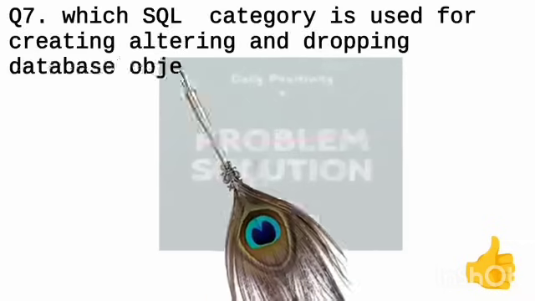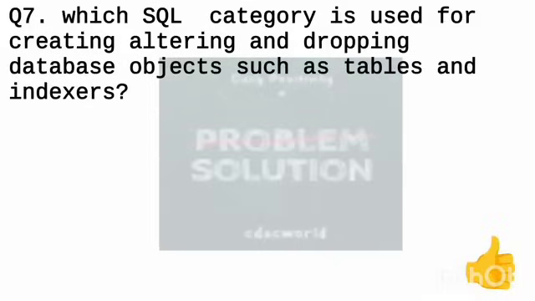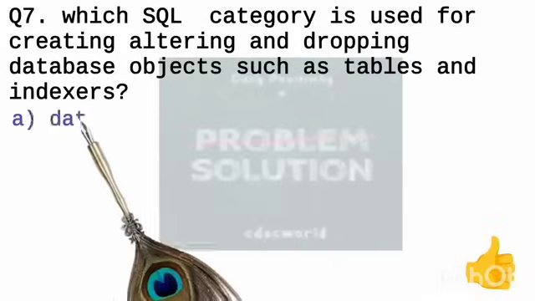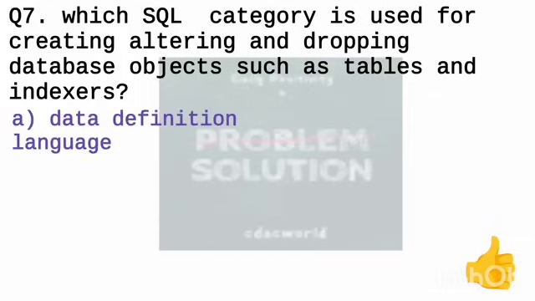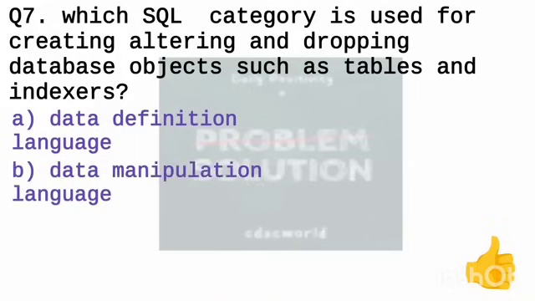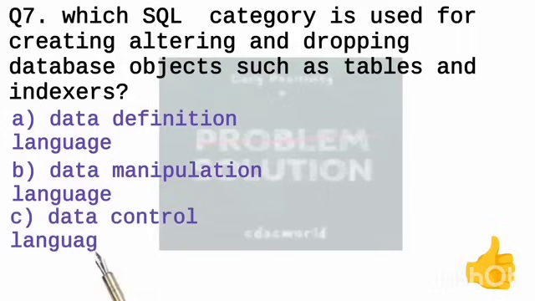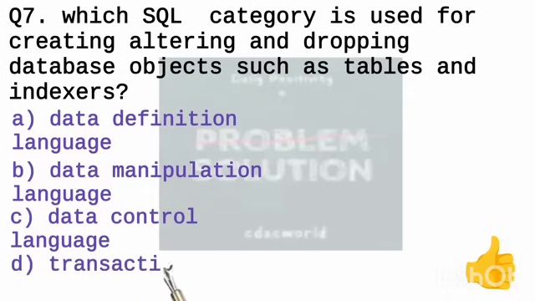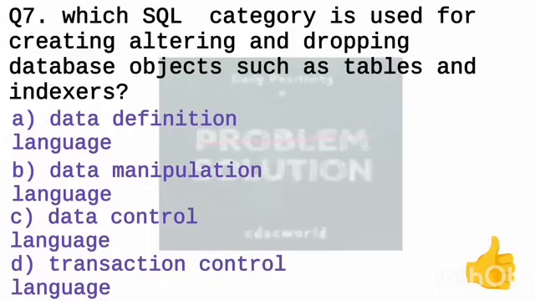Query number 7. Which SQL category is used for creating, altering and dropping database objects such as tables and indexes? Option A, data definition language. Option B, data manipulation language. Option C, data control language. And option D, transaction control language. And the answer is A, data definition language.